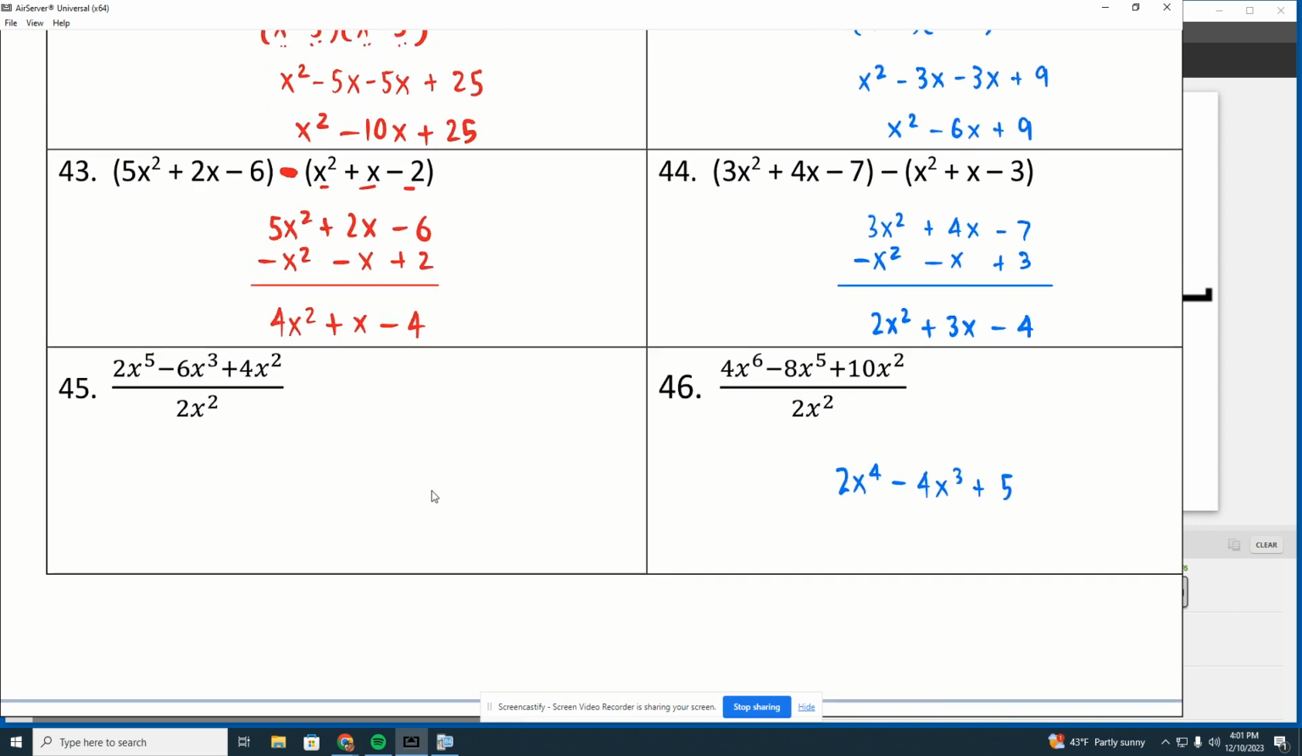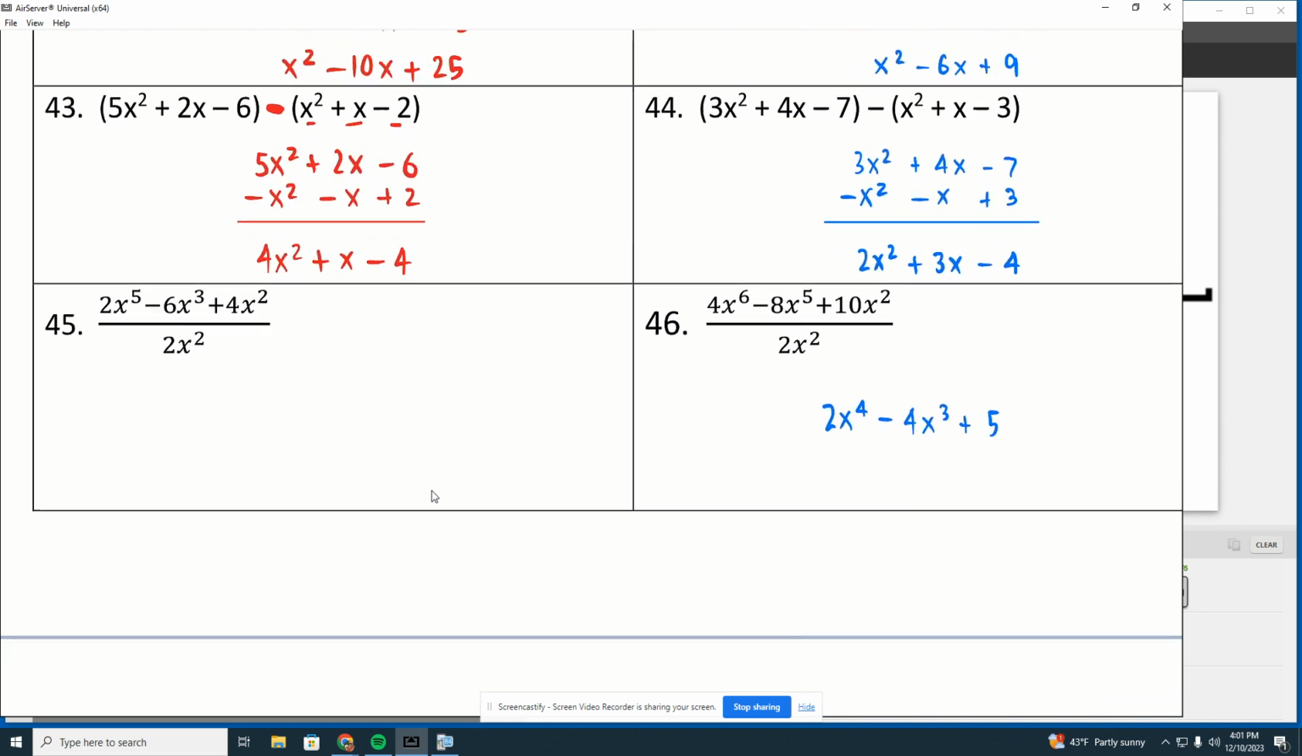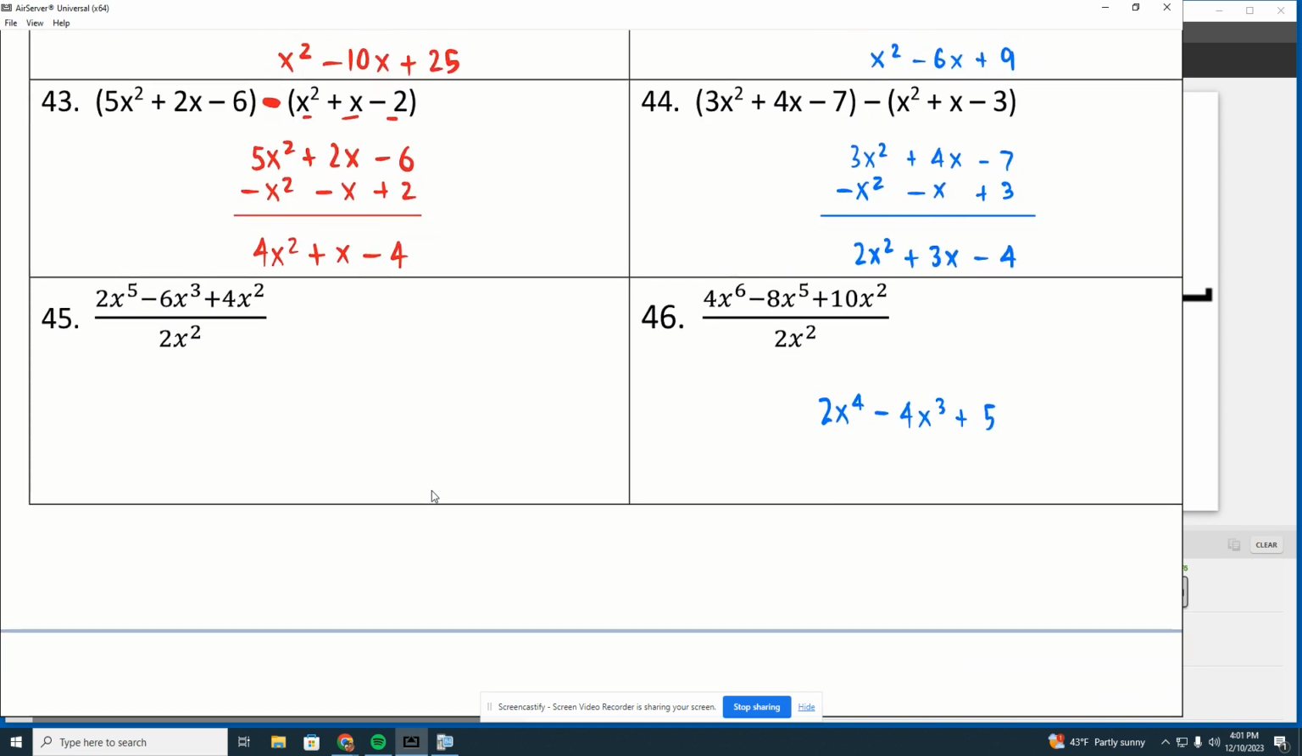Easy stuff. Then we divide, and by dividing here, we're simply using, it's kind of like distributive property, but it's distributive property with division. I'm going to take 2x to the fifth and divide it by 2x squared. I'm also going to take the negative 6x cubed and divide it by 2x squared. And I'm lastly going to take 4x squared and divide it by 2x squared.